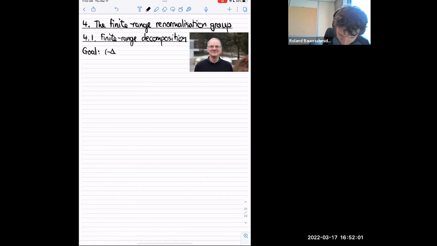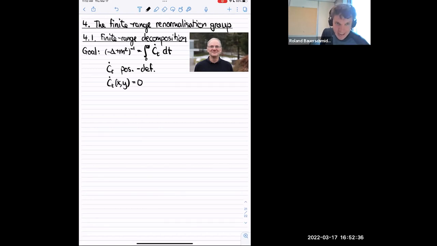So we want to decompose the resolvent into an integral of covariances C_t dot, with the property that, well, we always need that C_t dot is positive definite, because we want to define a corresponding Gaussian measure with it. And for that, we need it to be positive definite. So that's always necessary. But then we want the finite range property, that C_t dot is exactly zero if, say, the difference between x and y is bigger than t. And in practice, we also want that it's approximately scale invariant.